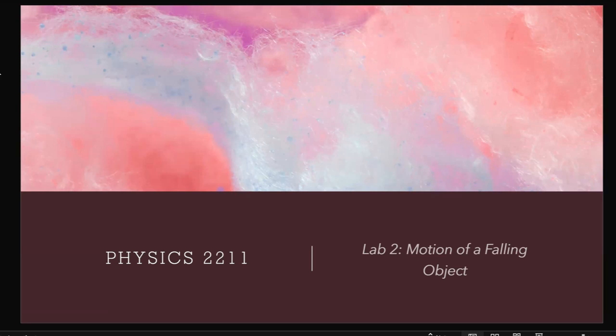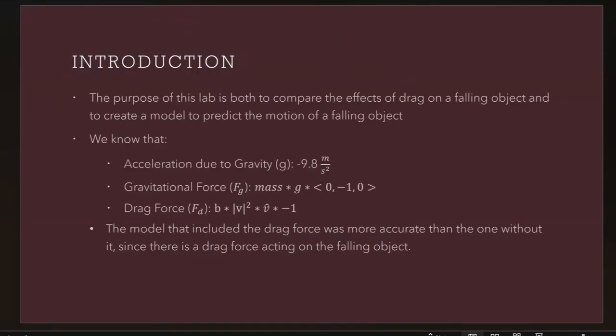Hello and welcome to the second Physics 2211 lab, Motion of a Falling Object. The purpose of this lab is both to compare the effects of drag on a falling object and to create a model to predict the motion of a falling object.